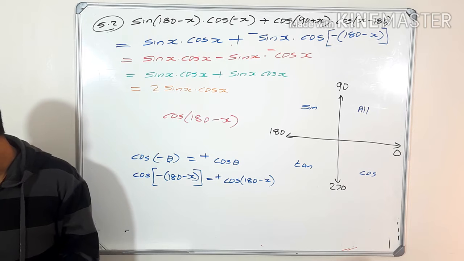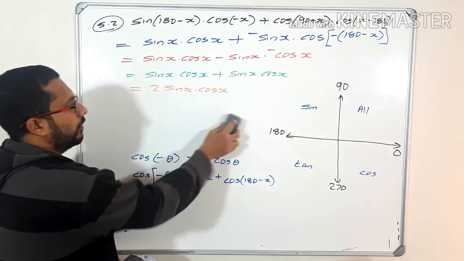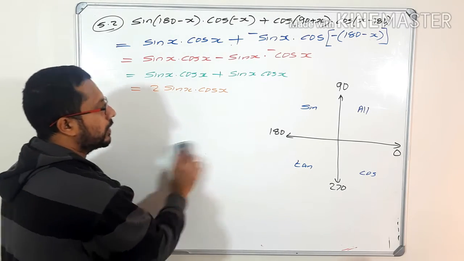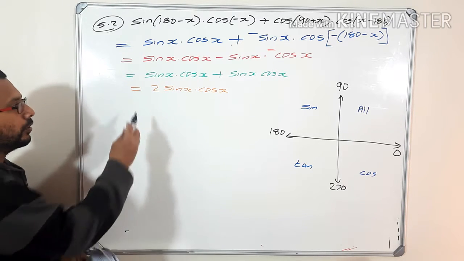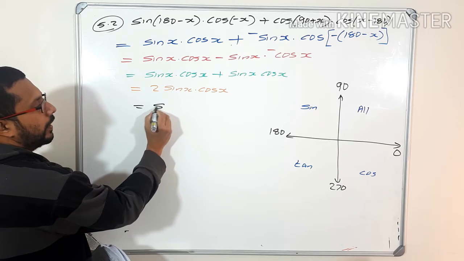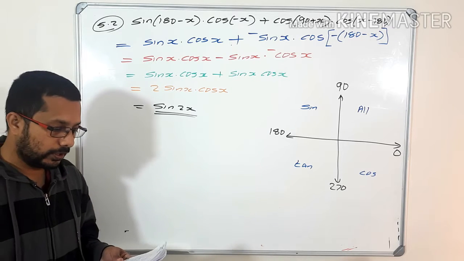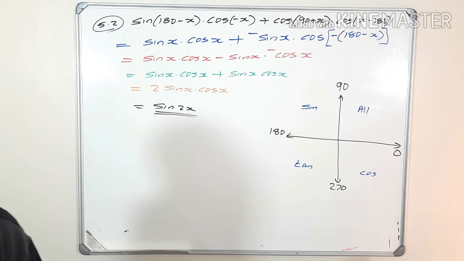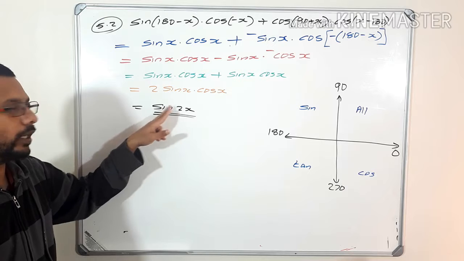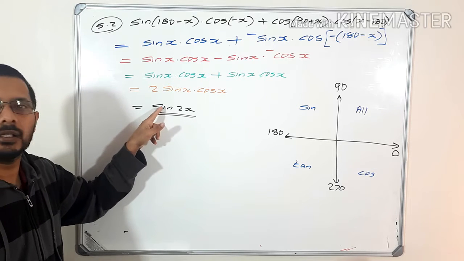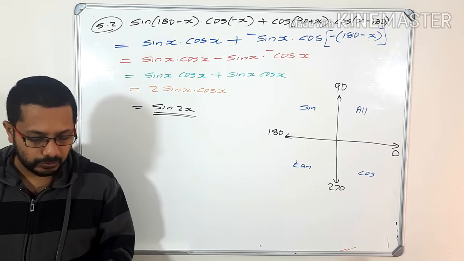Have you seen 2 sin x cos x somewhere else? Is it something like what you studied? Yes, you know that 2 sin x cos x is the same as sin 2x, the identity that you studied. So look at the question once more. What was the question? You have to write the answer in a single trigonometry. Did you get the answer in a single trigonometry? Yes, and that trigonometry is sine. So that is question number 5.2. Now let's go to question number 5.3.